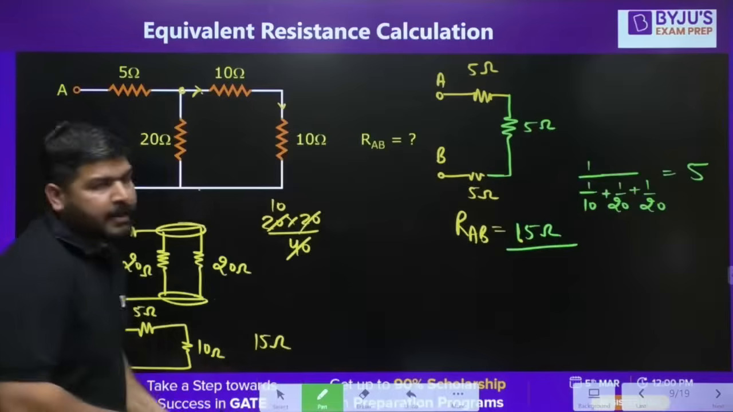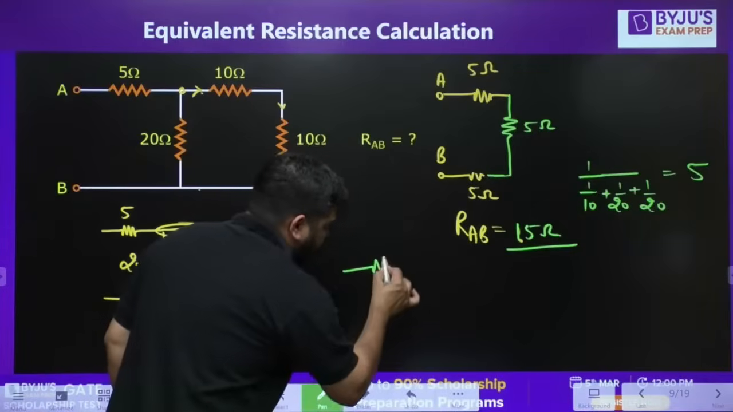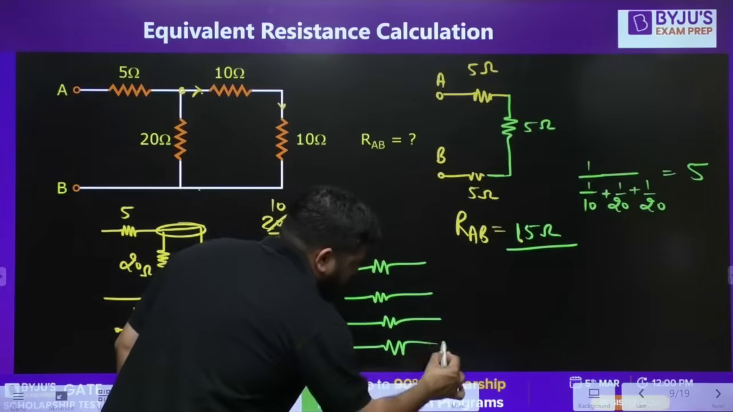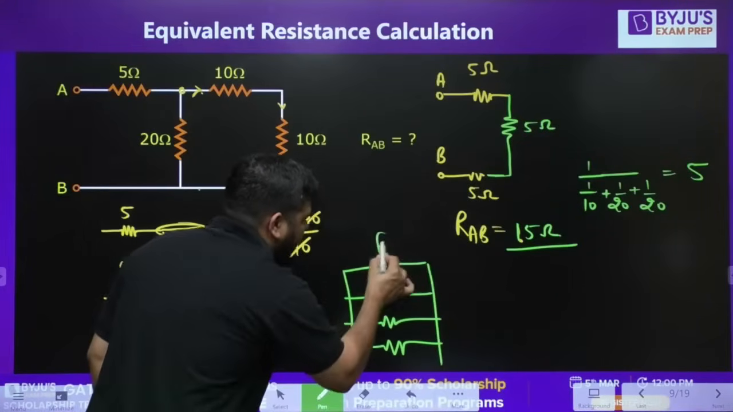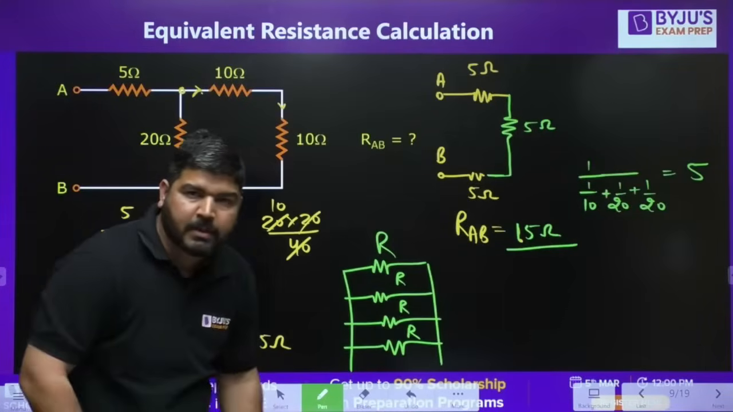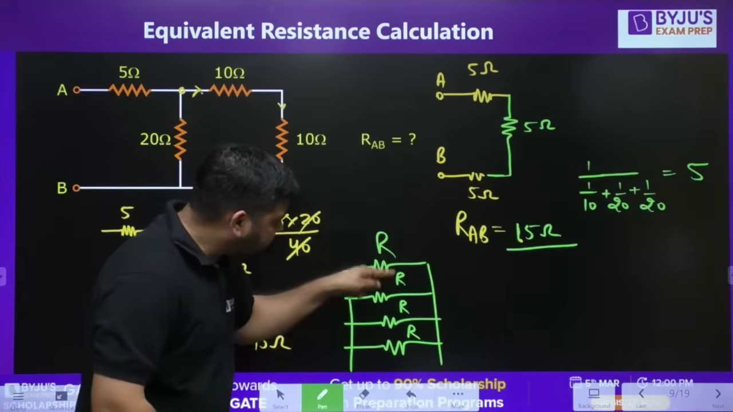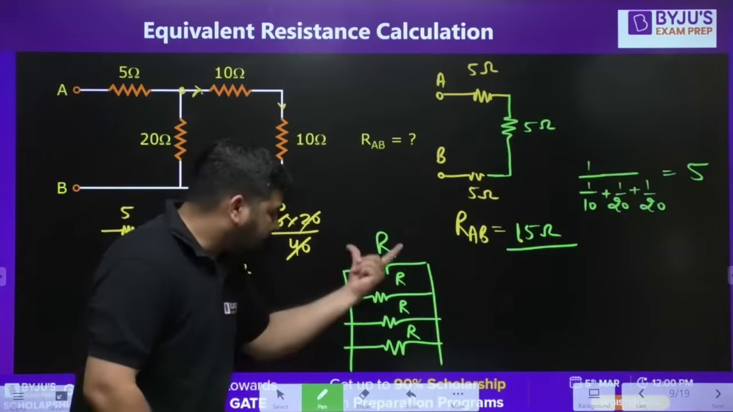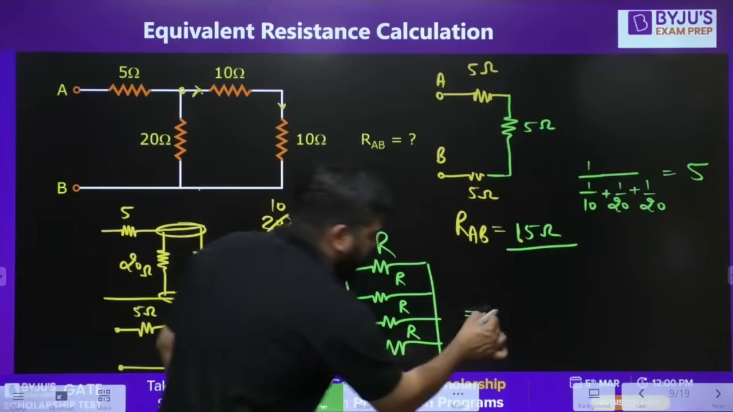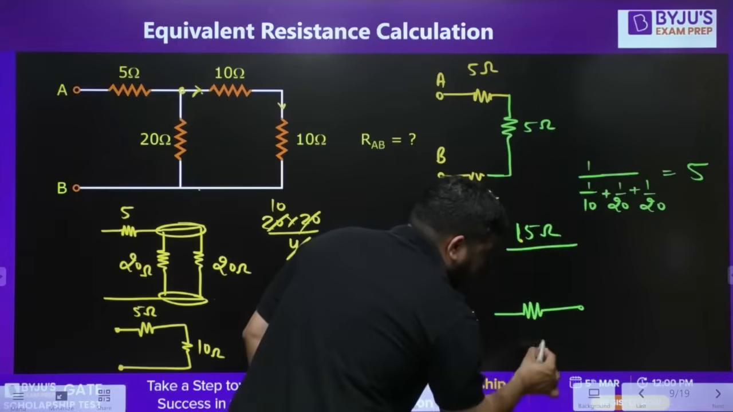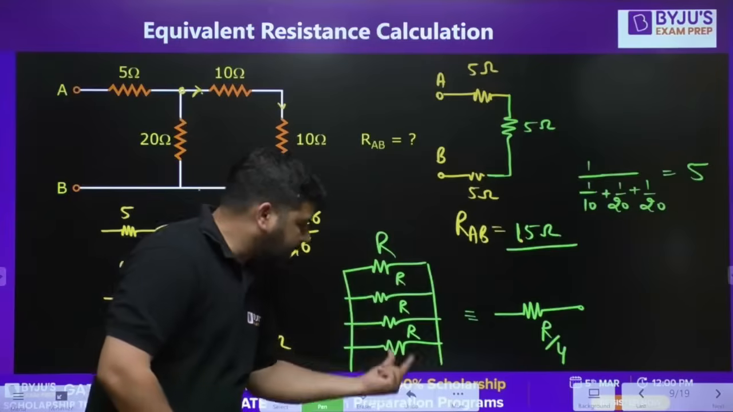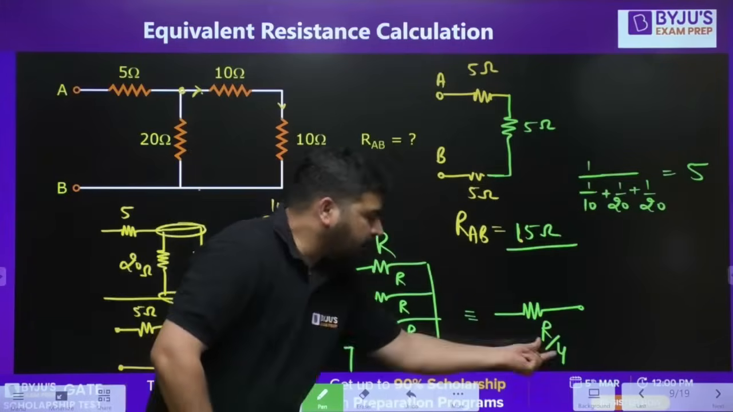Now let me tell you one more interesting point, guys. Let's say you have n number of resistances like this, R, equal resistances. Let's say there are 4 resistances, each has the value R, and they are connected in parallel. Now the equivalent resistance will be R by 4. You just divide with the number. If the resistance values are the same, then you can divide it with the number.